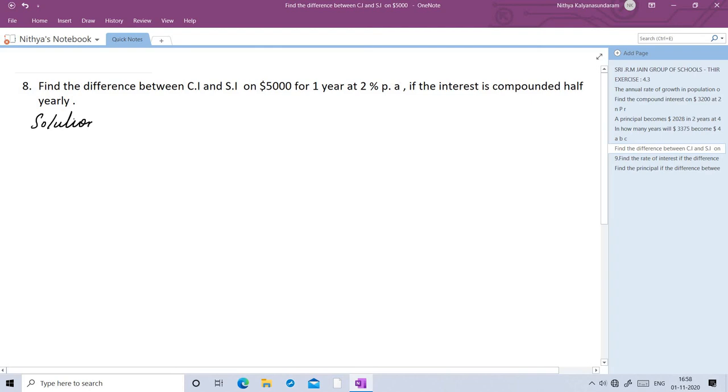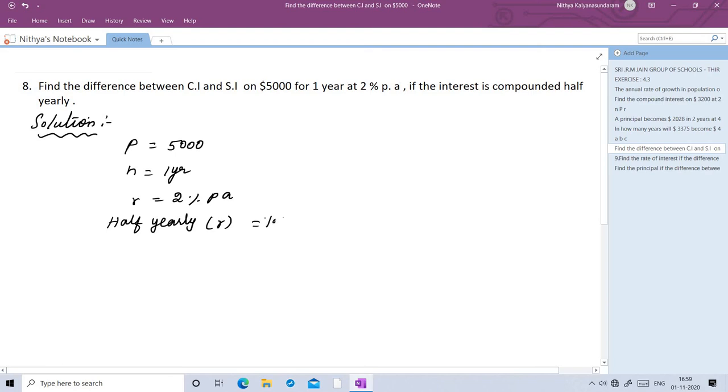Solution. We want to find the difference of compound interest and simple interest. Principal is equal to 5,000. n is equal to 1 year, that means the time period. Then the rate of interest r is equal to 2% per annum. So for half yearly, the rate of interest for 1 year is 2%, which means for half a year it is 1%.